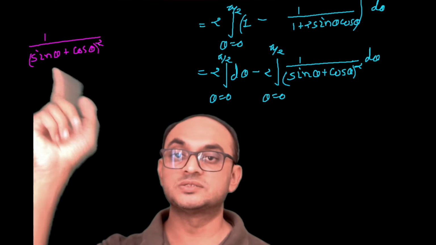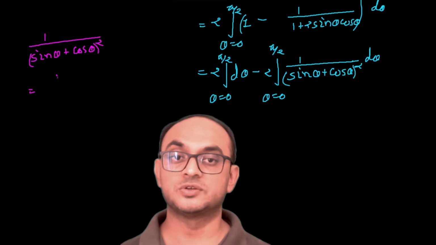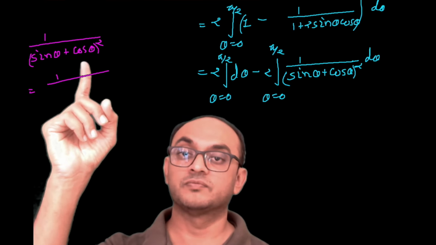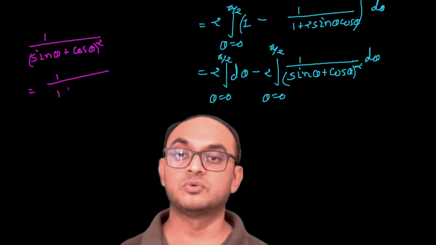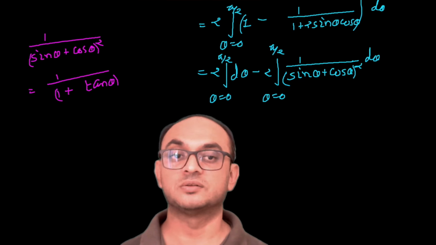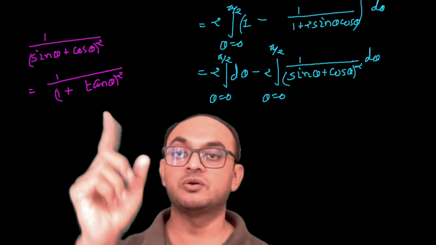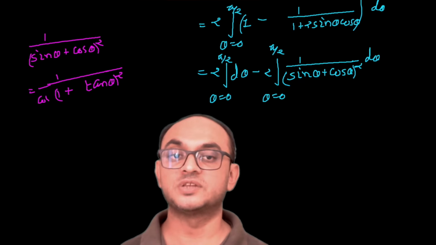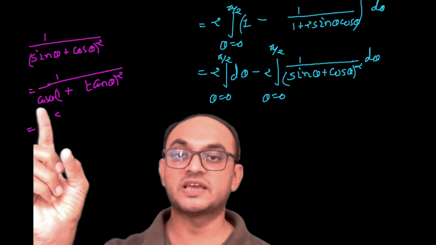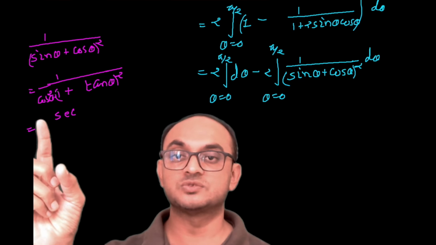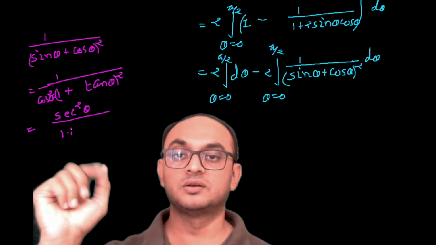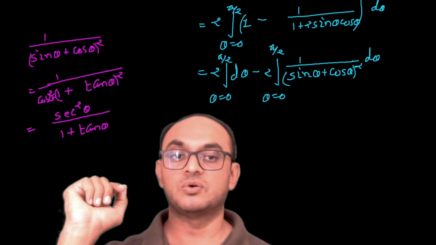I am taking cos theta common. So this is equal to 1 upon cos square theta times (1 plus sin theta upon cos theta, which is tan theta) whole square. When you take cos theta common, then here we have cos square theta. So this is equal to sec square theta divided by (1 plus tan theta) whole square.